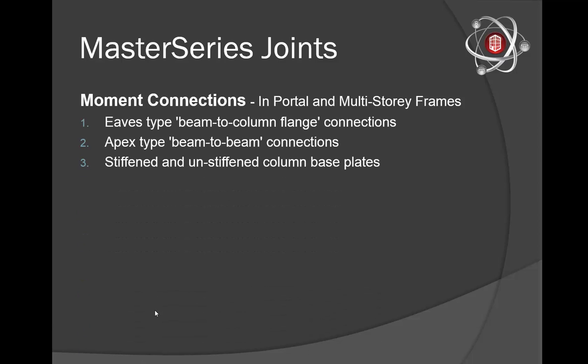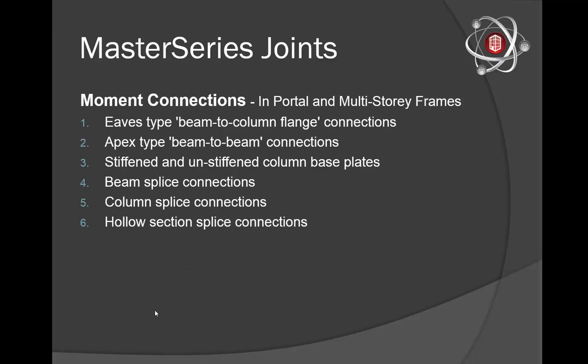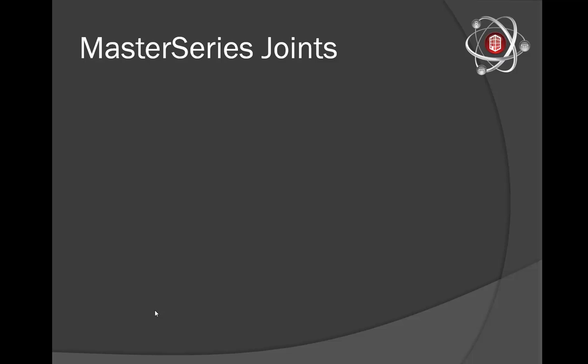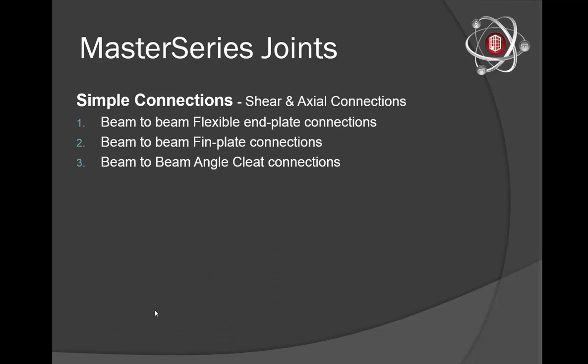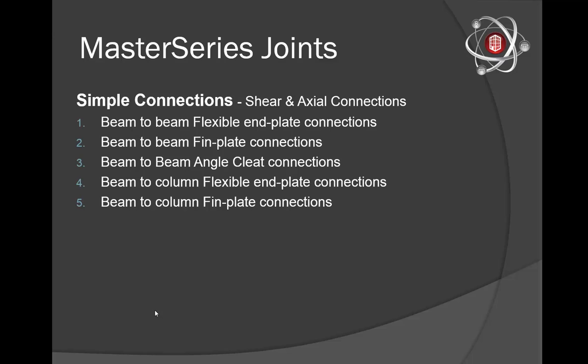The connections we can do, very simply, I'm just going to run through this quickly, are our eaves, apex and base plates. We can also do beam, column and hollow section splices. Those are all bolted splice connections. In the simple connections, it's a lot clearer. We do beam to beam for flexible fin plates and angle cleats. And we also do beam to column flexible fin plates and angle cleats.